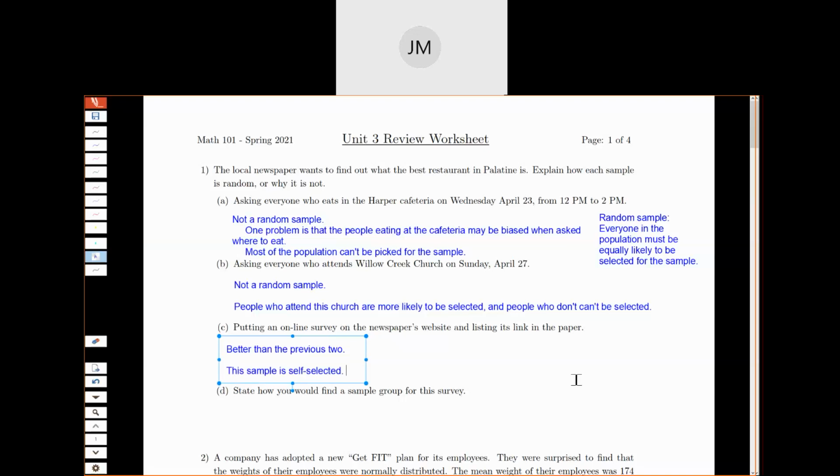Okay. When you have a self-selected sample, it can't be random because people who don't want to bother with a survey won't be in the sample, and people who do want to be in the survey get to be in the sample. So it's not random. It's not everyone equally likely. Your likelihood is completely based on your preference. Okay.